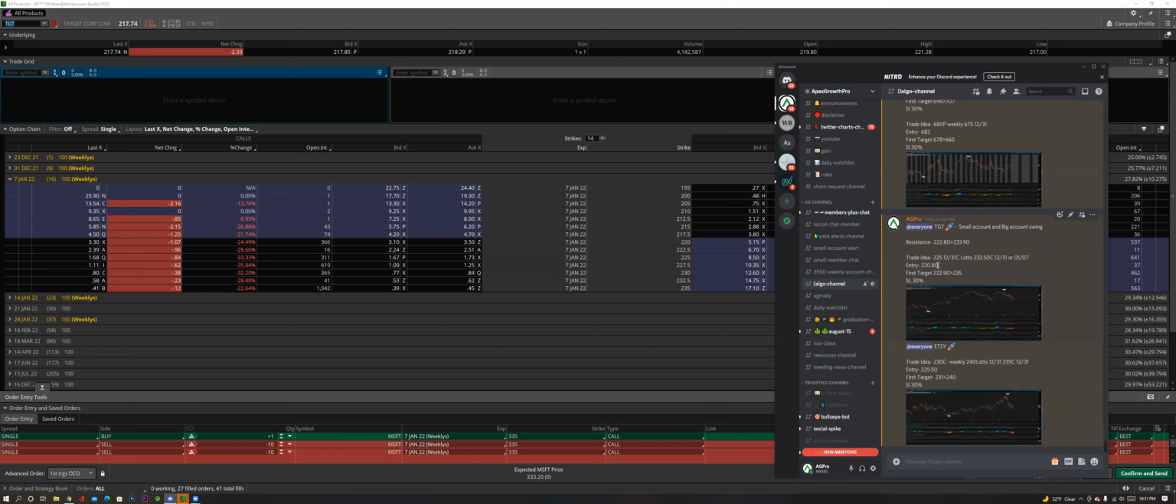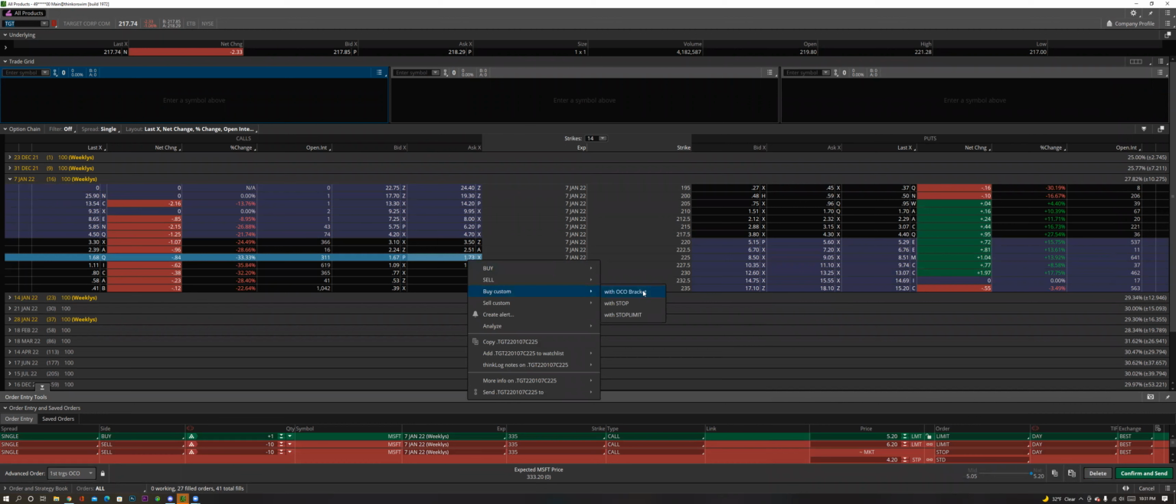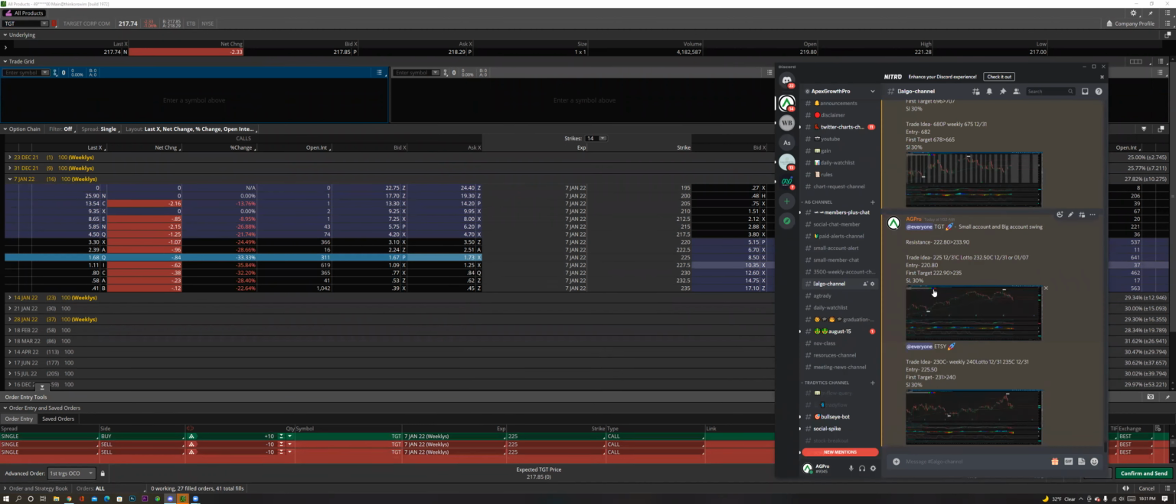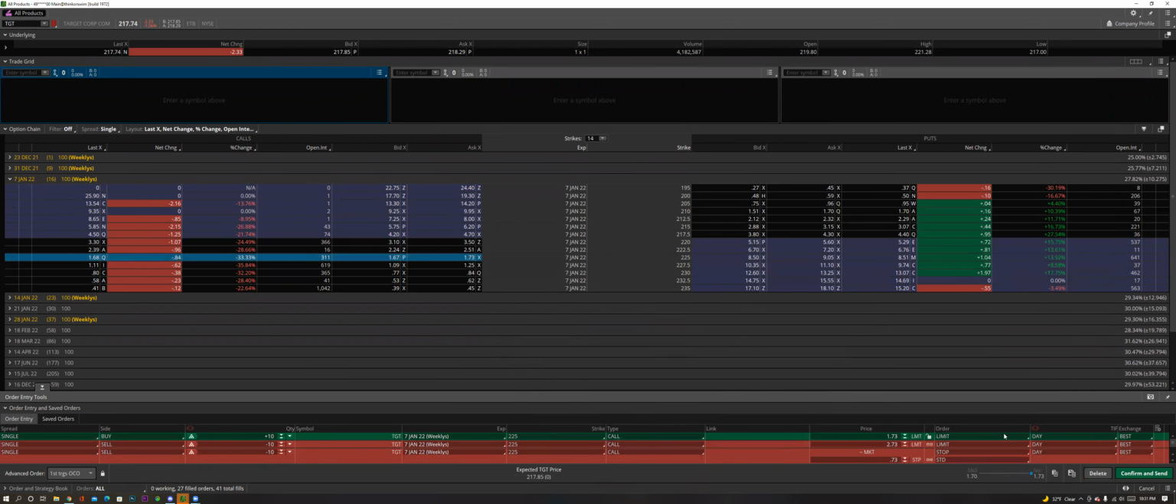Entry price is 220.80. So I'm going to go with the 7th, right? And I'm going to say 225 call for January 7th. So January 7th right here. This is the 225 call. I'm going to buy with the custom order, which is right here. And it says entry above 220.80, right? So I want to buy the one call, but entry should be above 220.80.